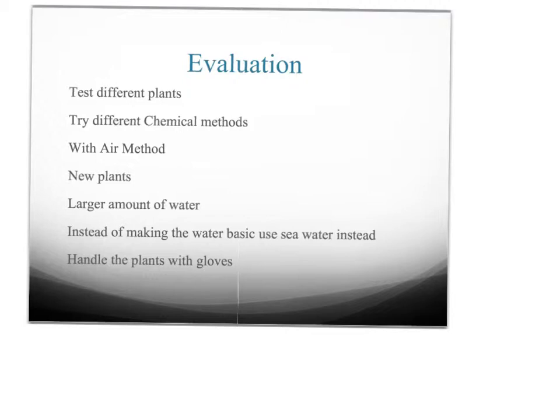One of the first things was to test multiple plants. We only tested one singular plant, so we could see if there are better plants that might handle this job better, or how this change in carbon dioxide in the water affects every plant, because there might be better plants than the one we used, or some plants might suffer particularly. We could also try different chemical methods, because we only tested one chemical method, and it could be that this method isn't the most efficient, or it isn't the easiest to produce.